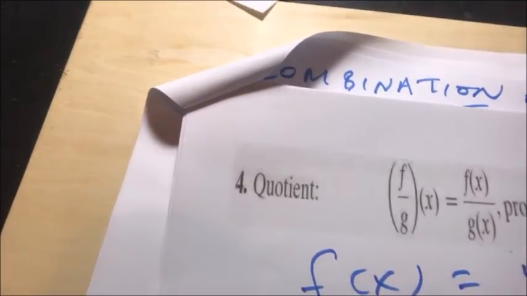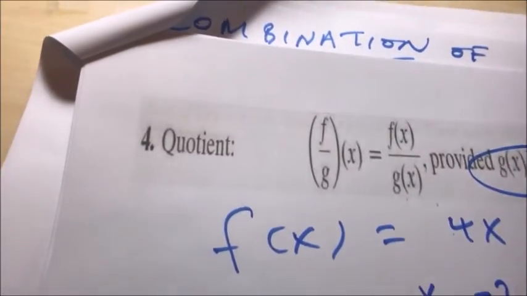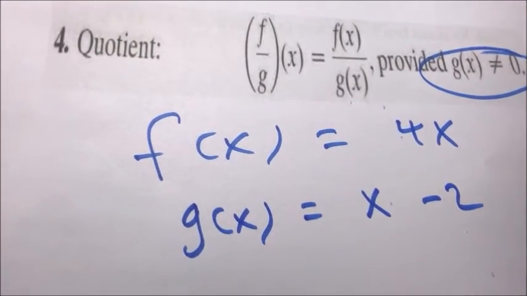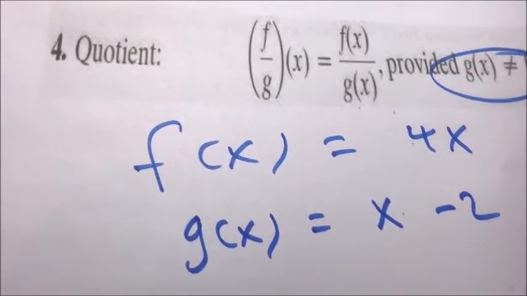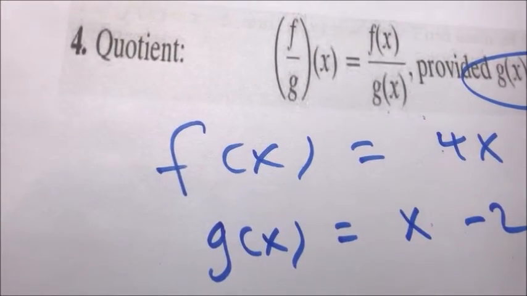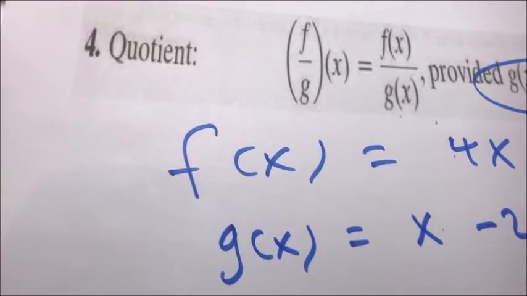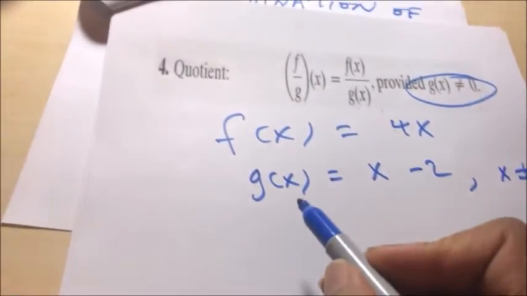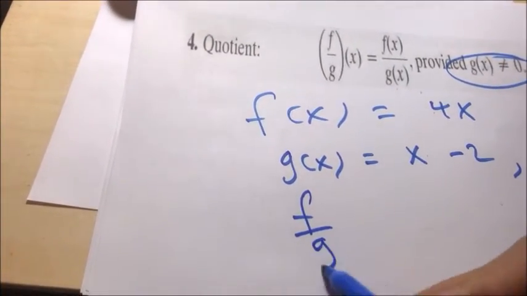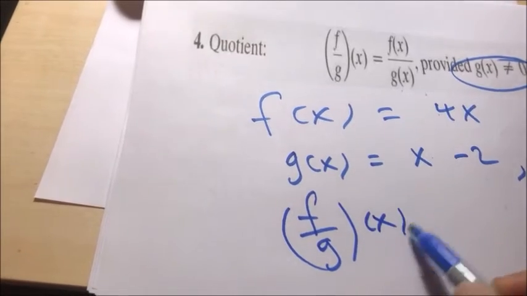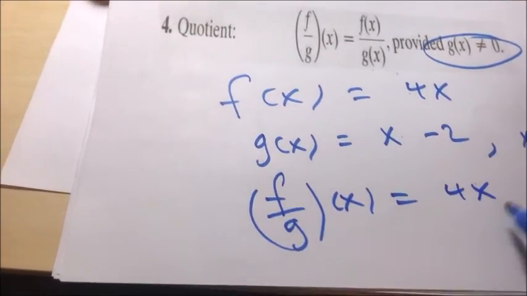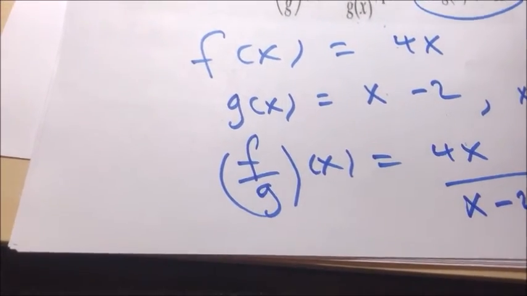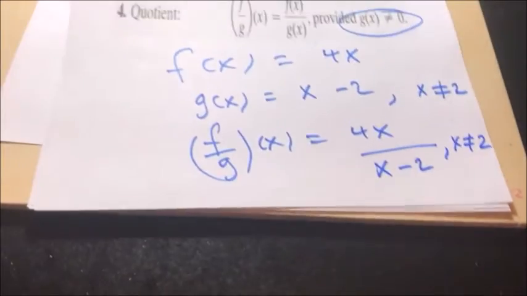So here we want to define g of x as x minus 2, and we want to bear in mind, especially for the next step, that x is not going to be equal to 2. So then f over g of x is just going to be equal to 4x over x minus 2, where x is not equal to 2. Why is x not equal to 2?